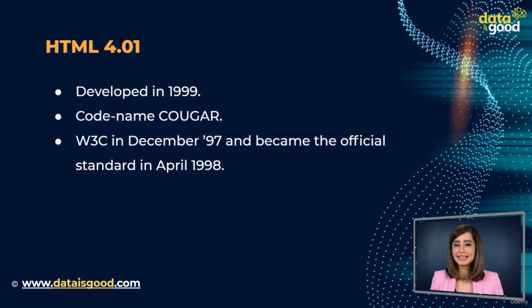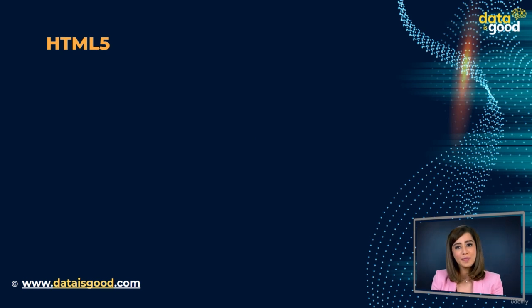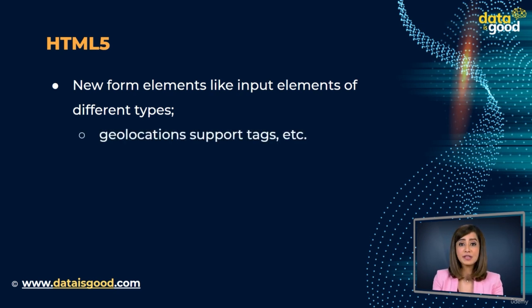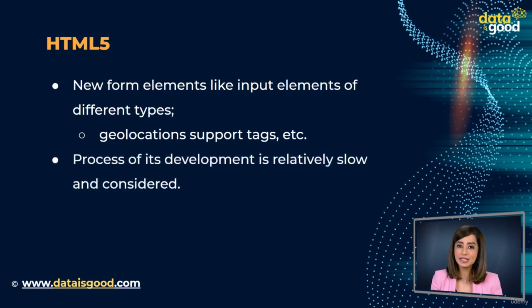Now we have the latest and the most efficient version of HTML, HTML5. For a developer, it could be used in 2014. It came up with lots of HTML tag supports. HTML5 provides support for new form elements like input elements of different types, geolocation support tags, etc. This is the specification that we will be working with HTML5 for the next decade at least. So the process of its development is relatively slow and considered. So I hope you guys have understood the difference between the versions and their uses.